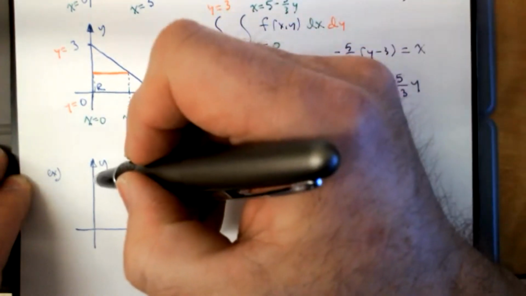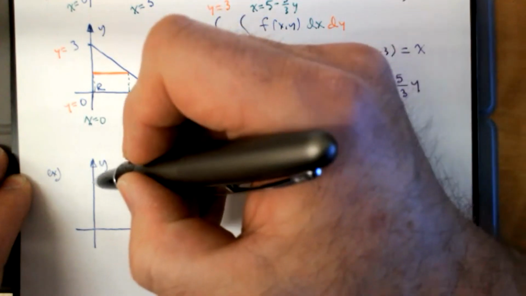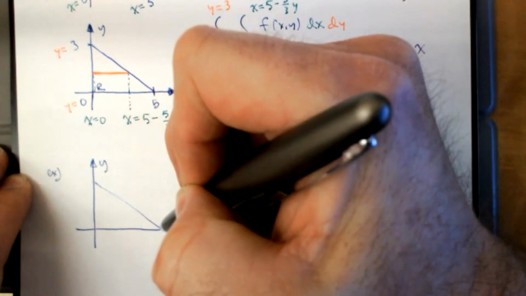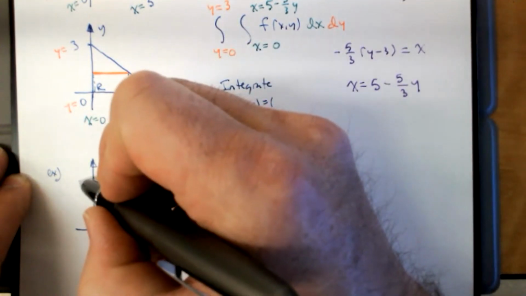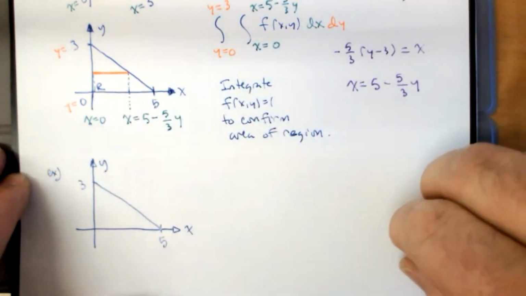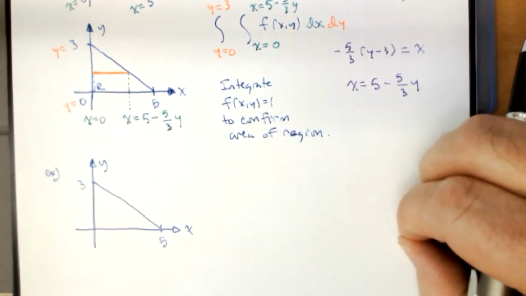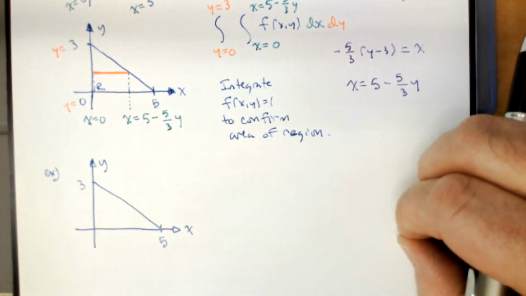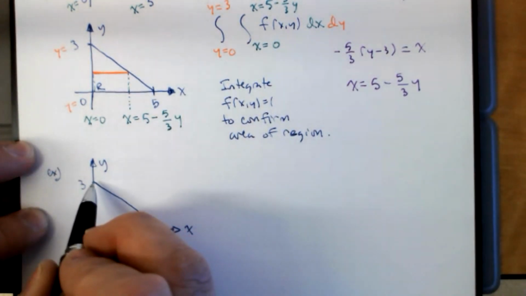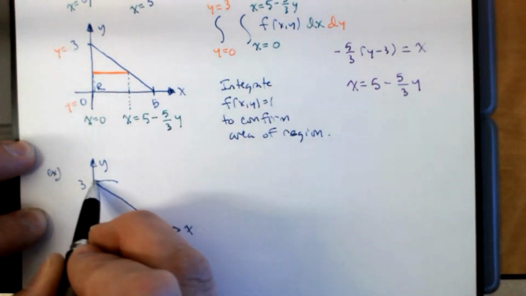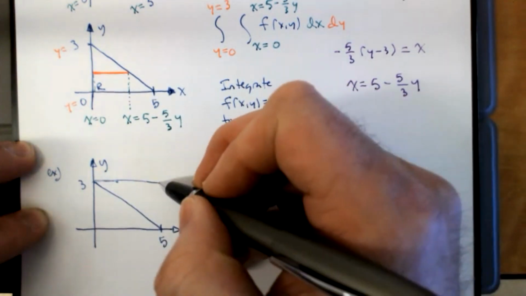I still want the line starting off at 3 and going down to 0 when x equals 5. I still want this. But I don't want the region below this line. I want the region above. I want the top half of this rectangle.